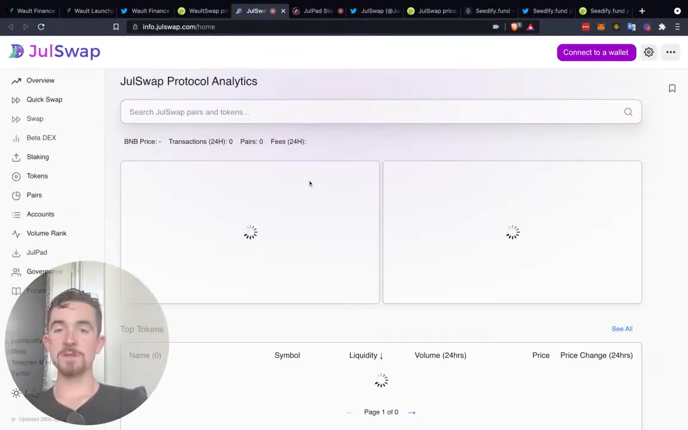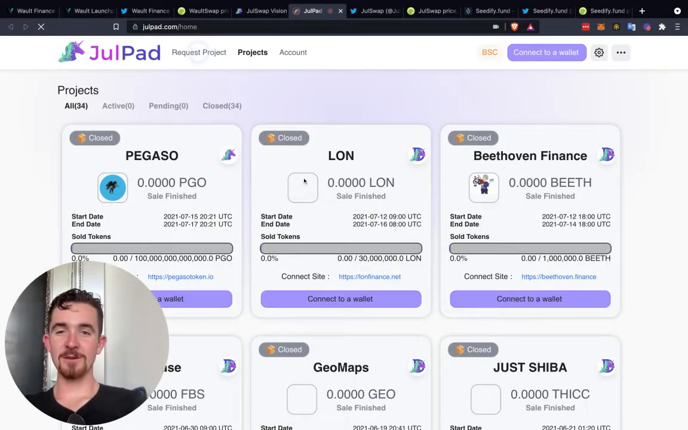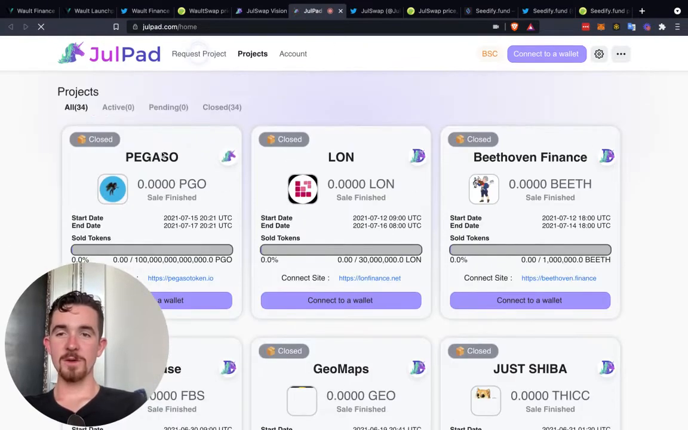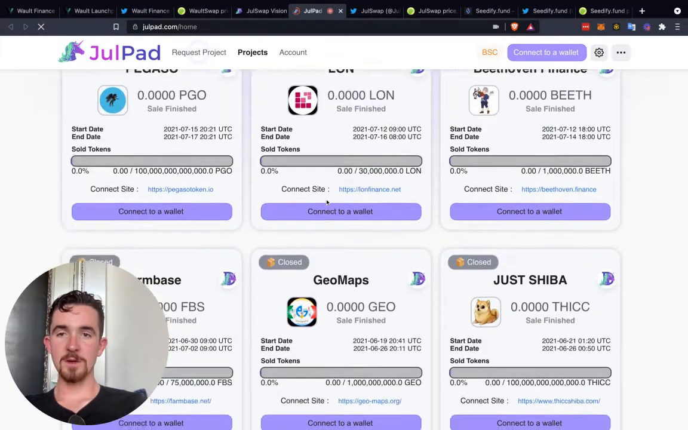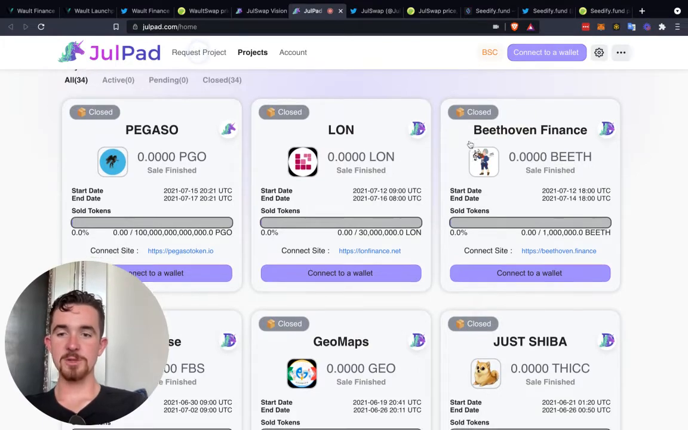With JulSwap, the JulPad is the Launchpad part of it, right? So while this loads, I can return back here if it'll load for us. Here we go. Yep. So you can see these are all of the ones that happen. So these are closed. You can see you can request a project there. You just connect your Binance Smart Chain wallet.